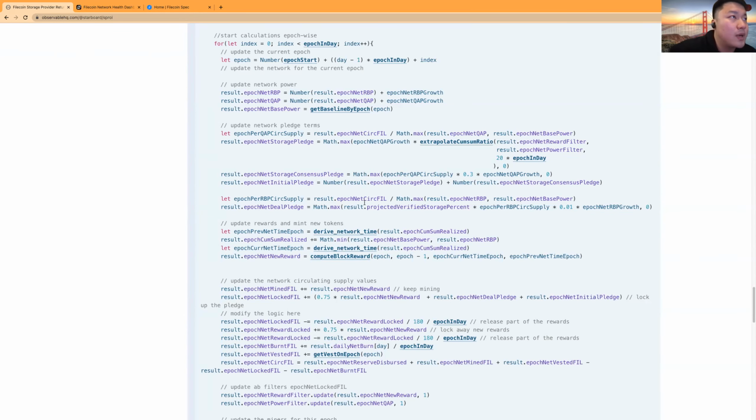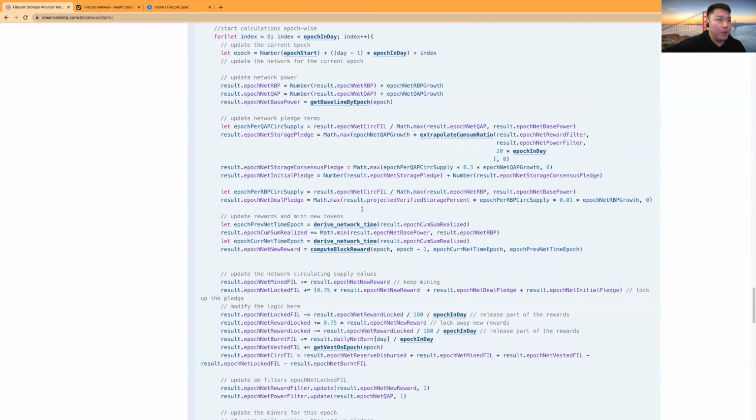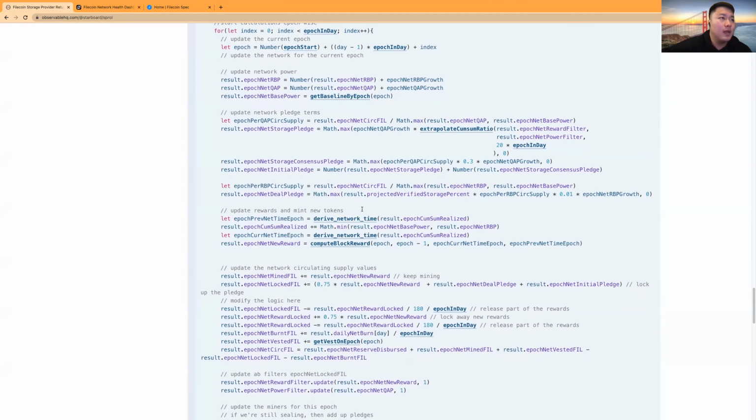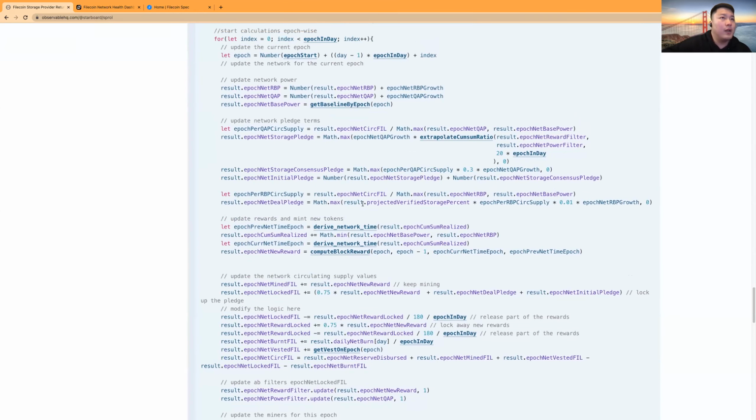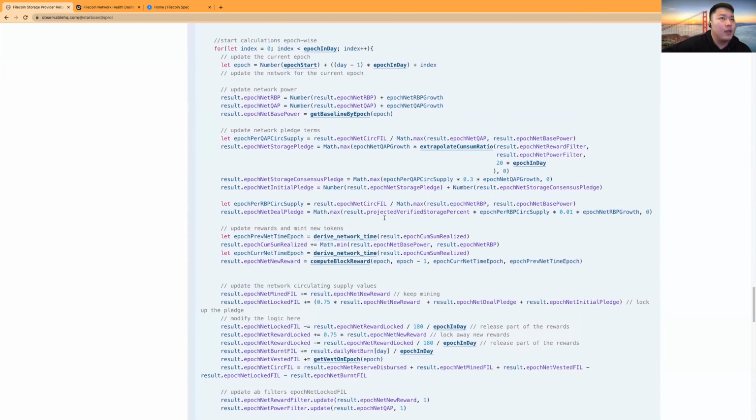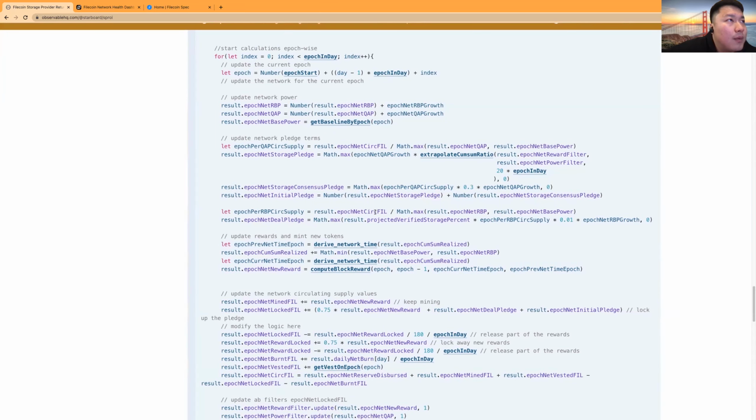Now, going back to Carol's question, why is that very important? The main reason is when you try to calculate the pledge terms, you can see, let me find exactly where that is.